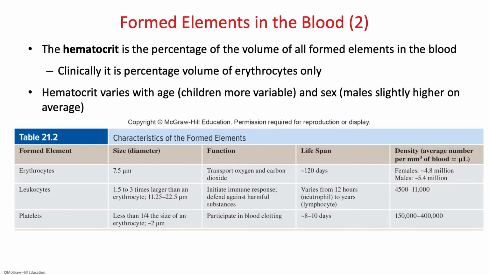This table shows you the diameter and size of each cell. So the erythrocytes, the red blood cells, have the largest diameter. It tells you their function, the lifespan, which is interesting to see. And then the density, the average number per millimeter cubed of blood between females and males.